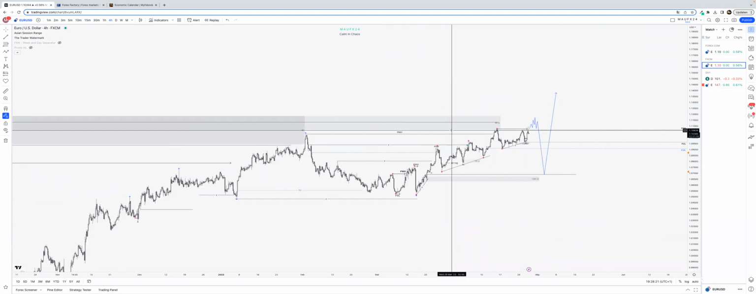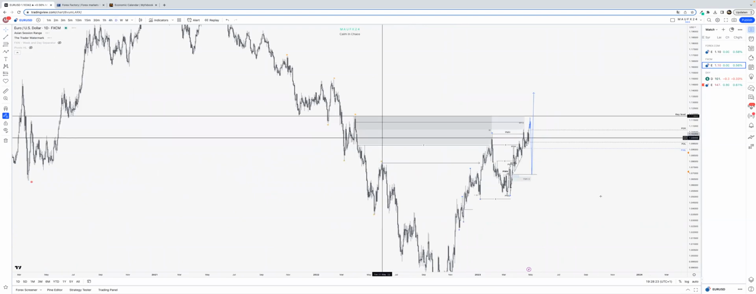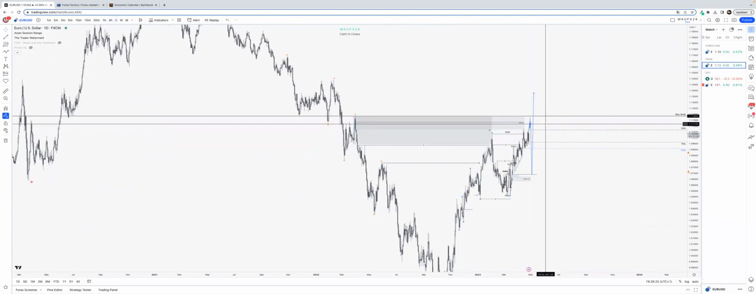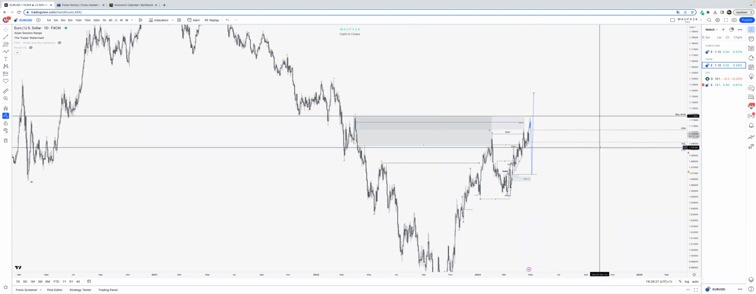Yeah. Now we're getting closer to our key level as well. You can see, so gotta be mindful of that as well.